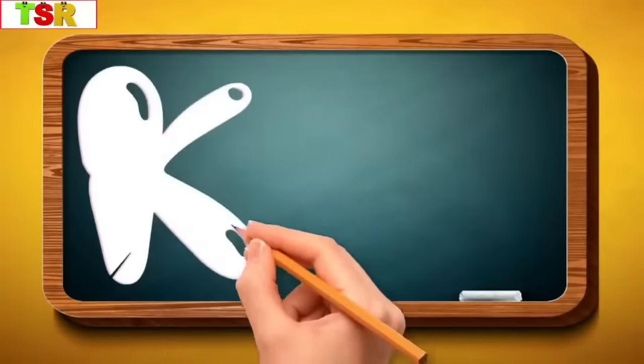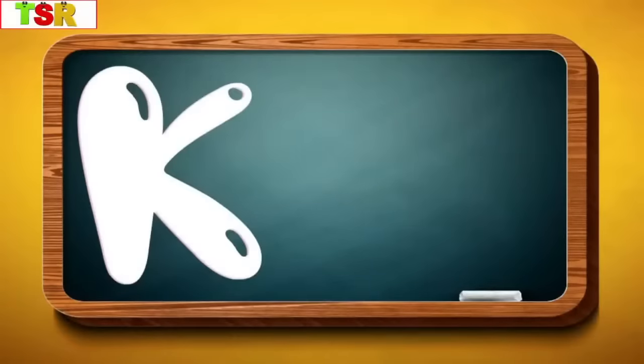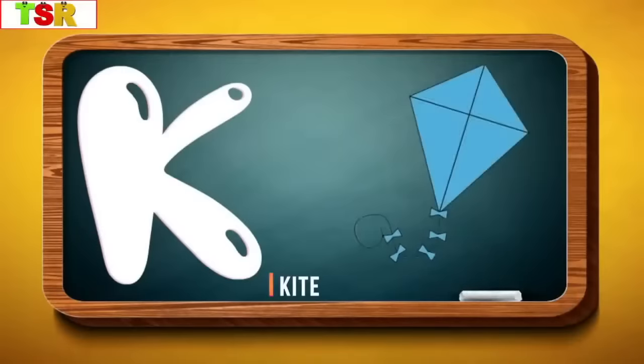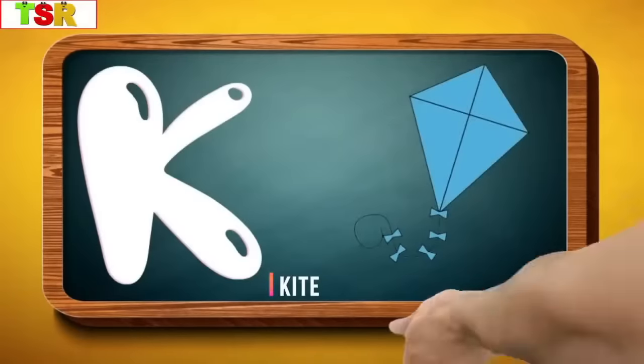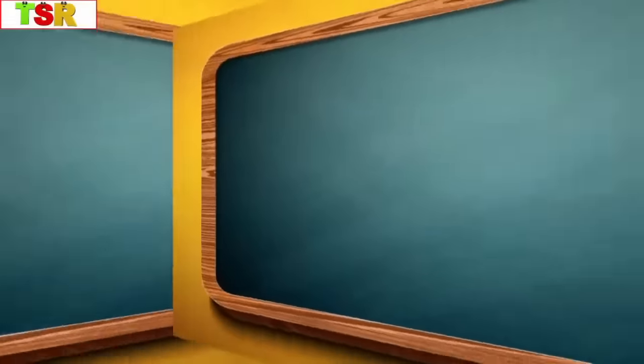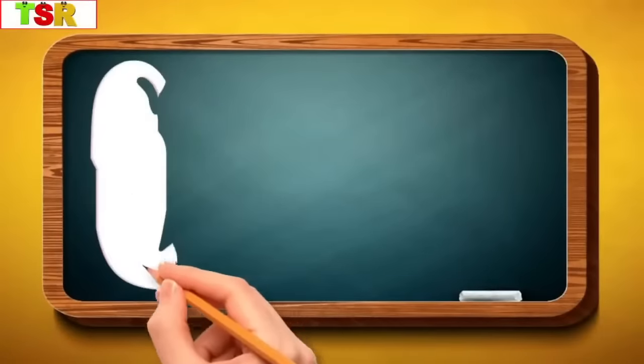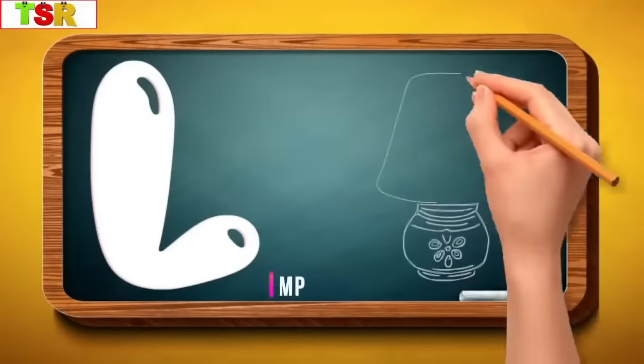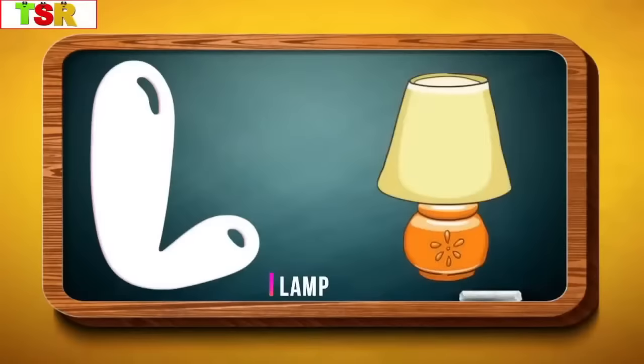K. This is the letter K. K sounds like k, k, k, kite. A blue kite. L. This is the letter L. L sounds like lamb. A yellow lamb.